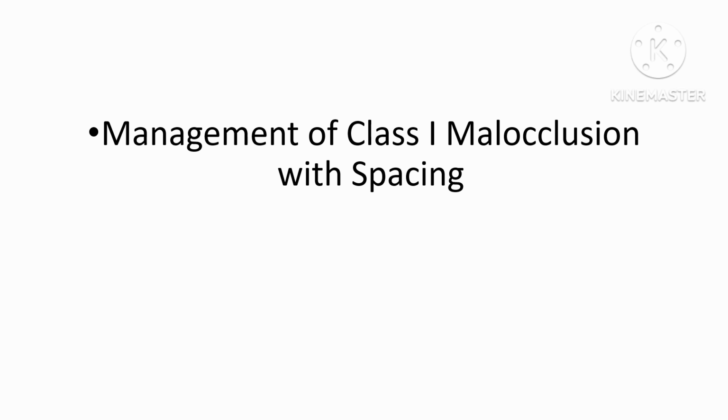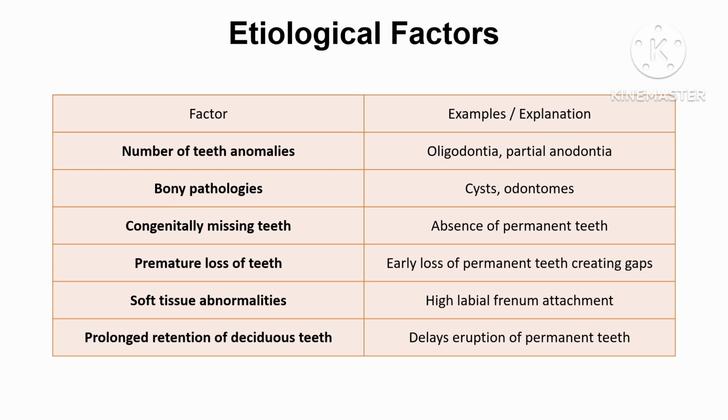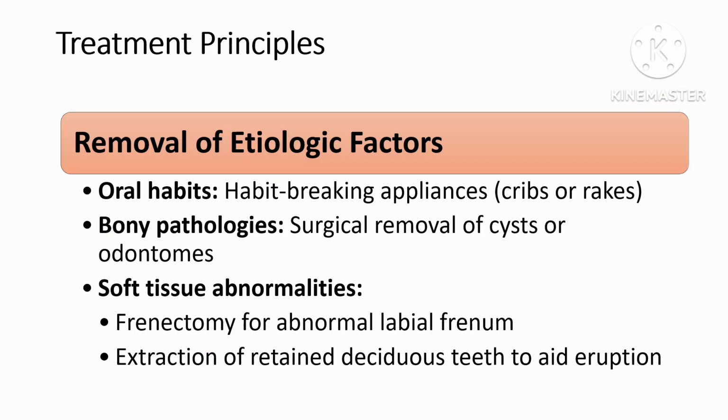The management of class 1 malocclusion with spacing requires identifying the cause and eliminating it. It is also very important to prevent the relapse in the case after the treatment is completed. Habits can be managed with habit breaking appliances like cribs or rakes. Cystic lesions or odontomes are treated surgically, while abnormal labial frenum attachments may require frenectomy. Retained deciduous teeth are extracted to allow permanent teeth to erupt.